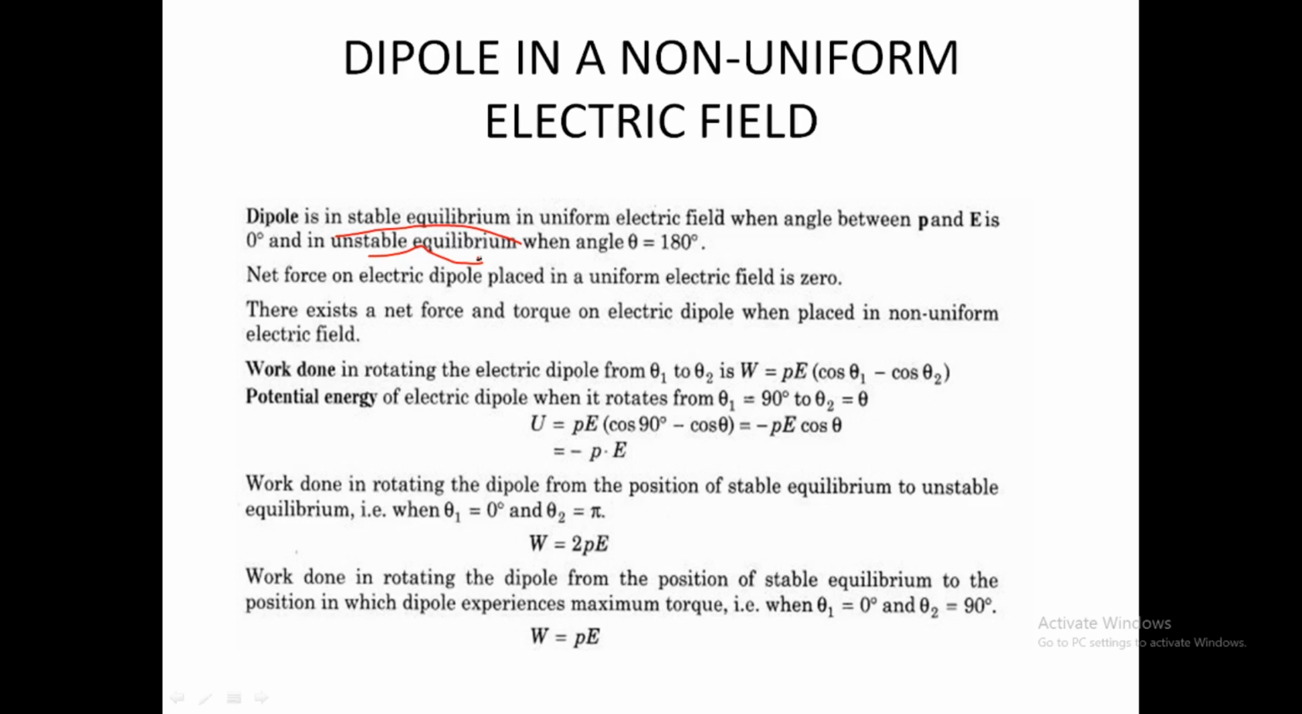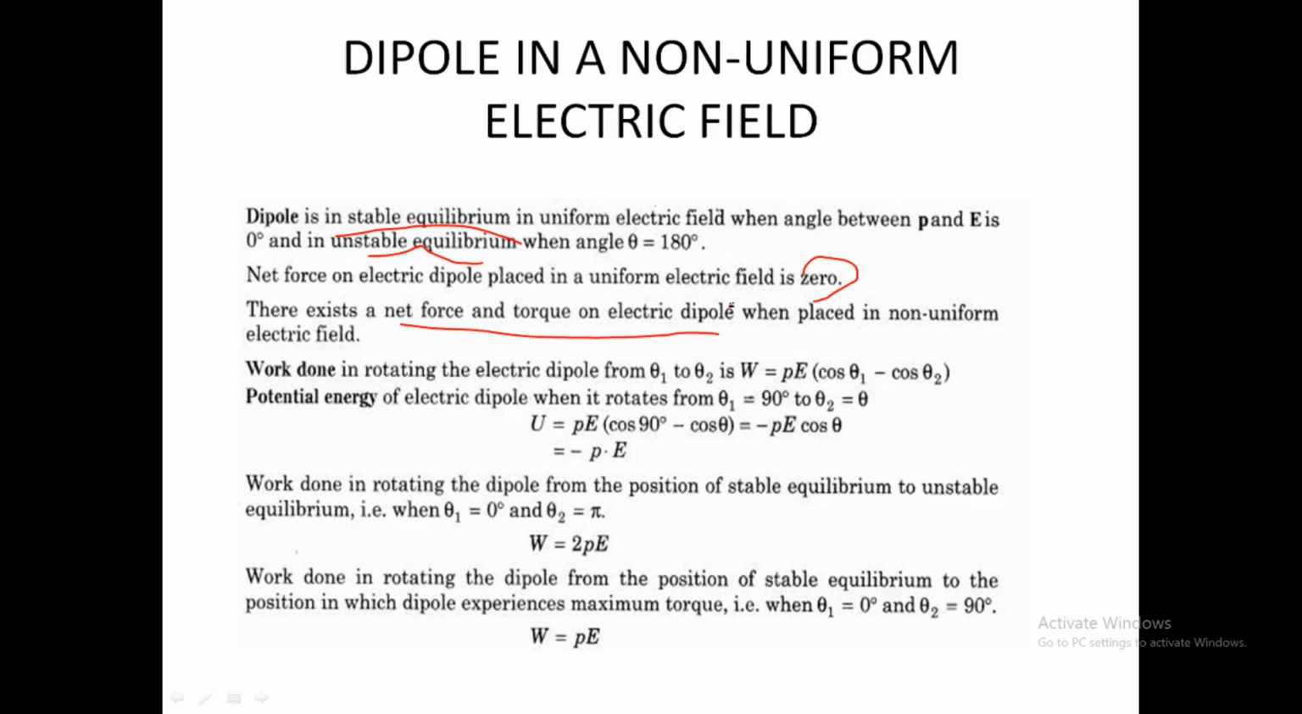The simple difference is that you can easily break the unstable equilibrium compared to breaking the stable equilibrium. Since I already know that the minimum torque will be 0 when the dipole achieves stable equilibrium, and the torque is 0, the net force is also 0. This is in the case of a uniform electric field. In a non-uniform electric field, net force and torque can be calculated using the formulas we studied earlier.